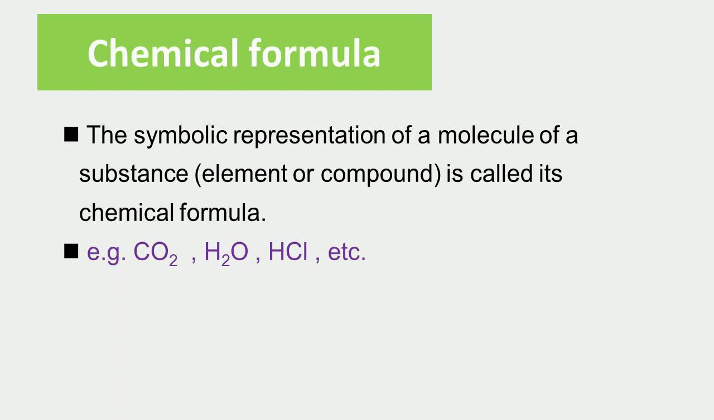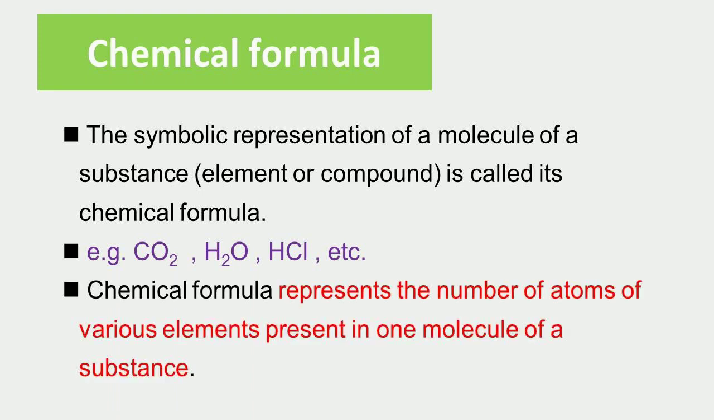See the formula of carbon dioxide, CO2. It is clear from the formula that one molecule of carbon dioxide contains one atom of carbon and two atoms of oxygen. Similarly, from the formula of water, that is H2O, it is clear that one molecule of water consists of two atoms of hydrogen and one atom of oxygen. Therefore, the chemical formula represents the actual number of atoms of various elements present in one molecule of a substance. Chemical formula is also called molecular formula.